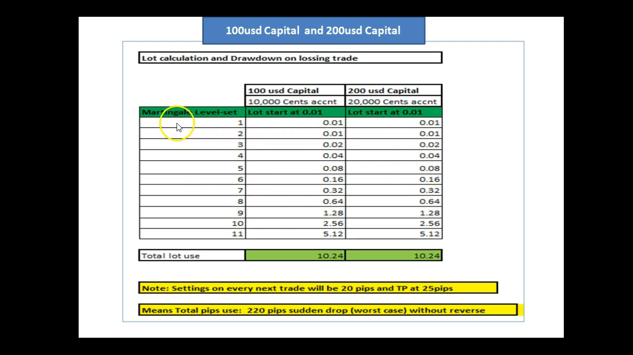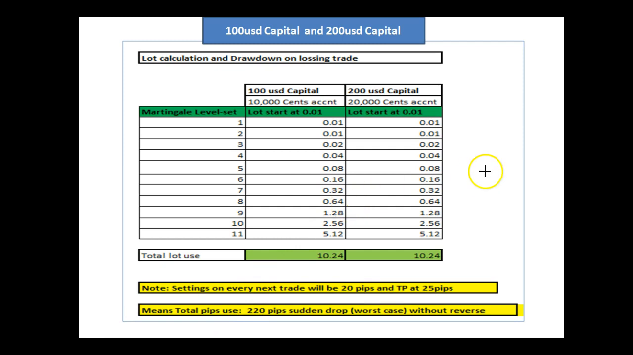Here we will show you the martingale level set. You have level 1, level 2, level 3, level 4, level 5, level 6, level 7, level 8, until 11. I believe you went through my previous training, where this level, the lot size, and your starting lot were explained. This is the total here. A note over here: the setting on every next trade will be 20 pips and a TP of 25 pips. I will explain this.